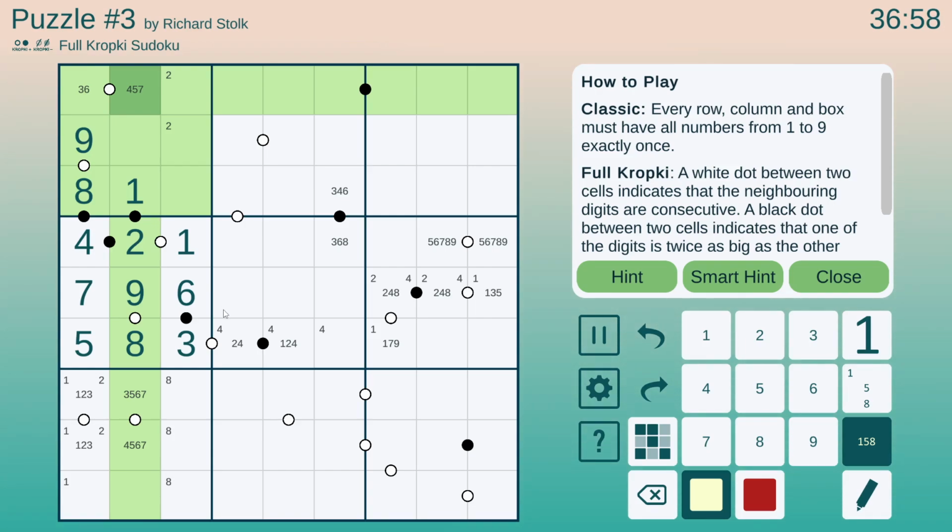Could be 4, 5, or 7. So if this were a 3, this would have to be a 6. Seems fine. 1, 2 pair. This would have to be the 1 because I need to fit a 3 in there. Well, the 3 could go down there. Ah, man, this is messy.